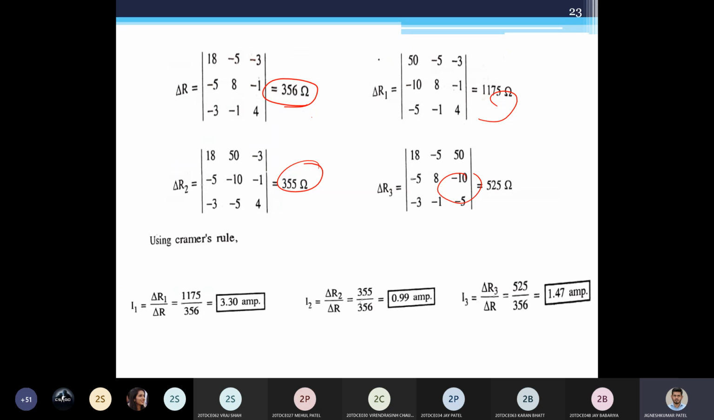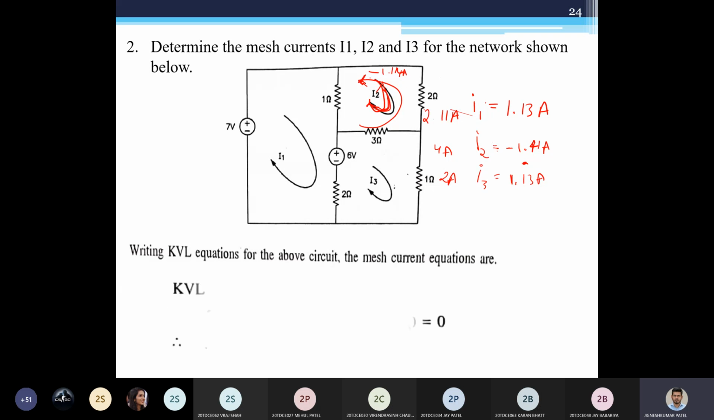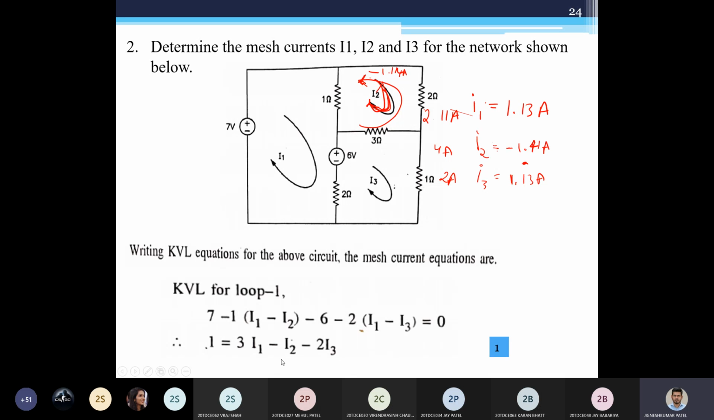Whether you write the equation in LHS or RHS, if you misplace that and plus becomes minus, in that case also you get the same answer, provided that you have written these equations correctly. If an equation is wrong, then you'll get different answers.